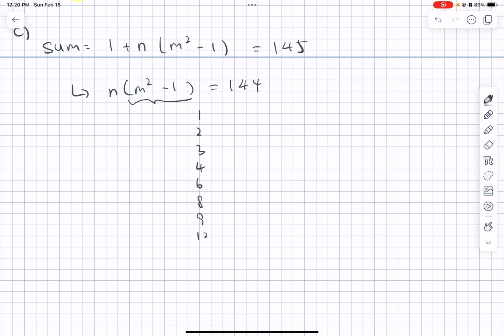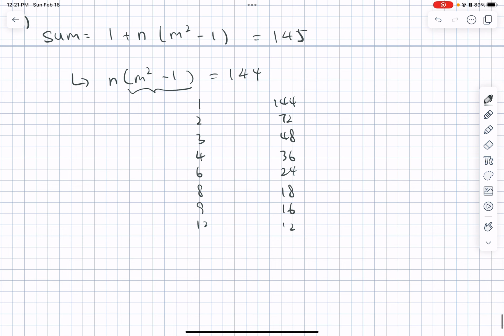So 144 divided by 1, that's going to be 144. Divided by 2, that's 72. Divided by 3, that's 48. Divided by 4, that's 36. Divided by 6 is 24. Divided by 8 is 18. Divided by 9 is 16. Divided by 12 is just 12.